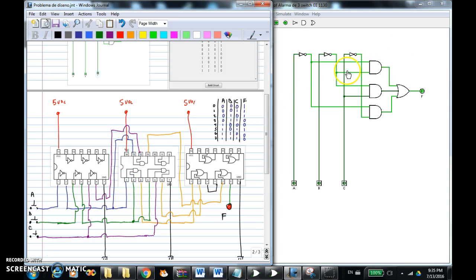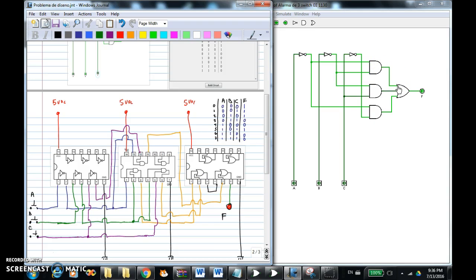The other one is what? B inverting. So we must invert the input B through the inverter. The output of the inverter right here is B inverting. So this is the input right here in this end, right? So we have A inverting, B inverting. The output of this AND must go to what? To the input of this OR, right?